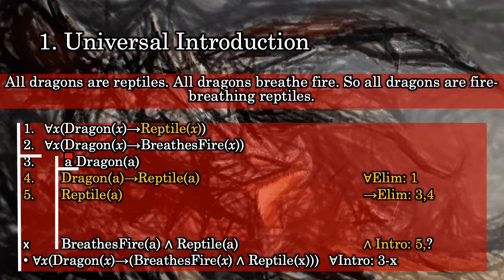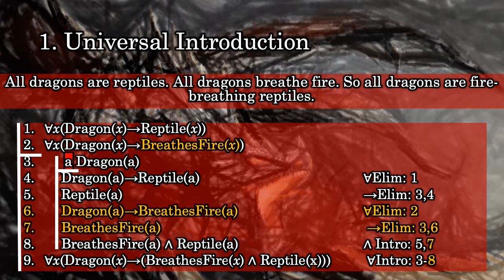Let's start with getting A as a reptile. What I notice is I can do an arrow elimination, but it's going to take me 2 steps to get there. First, I've got to get line 1 to actually talk to line 3. And to do that, I have to use a universal elimination. So if all dragons are reptiles, then if A is a dragon, A is a reptile. That follows. And of course, by hypothesis on line 3, we know that A is a dragon. And so from that, we can then infer on line 5 that A is a reptile.